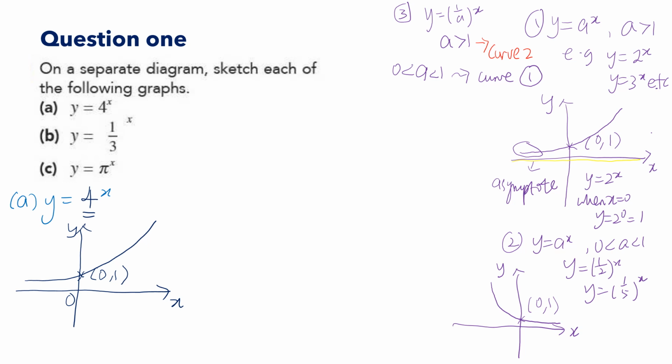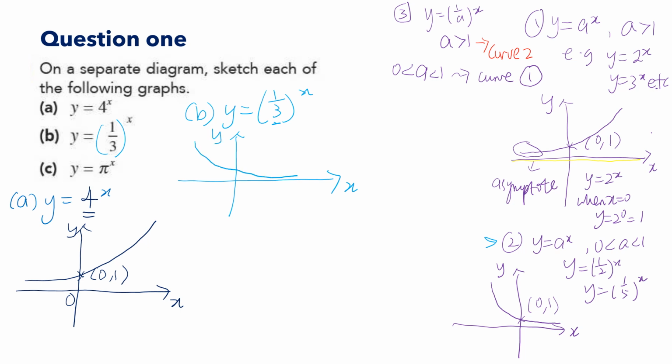Okay, and let's look at part B. Right, y equals to, there should be a bracket here. Alright, let's examine the base. The base 1/3 is between 0 and 1, so there will be curve 2. So that is when your x increases, your y decreases.